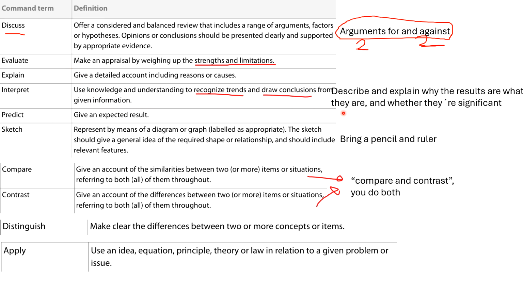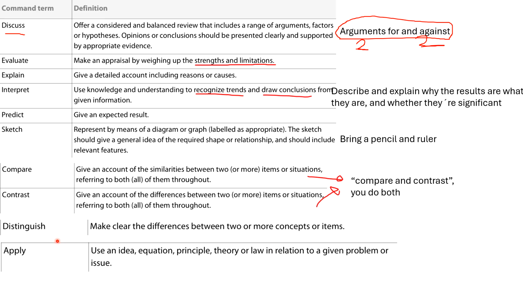Interpret. We're going to look at an example. So you describe and explain why the results are what they are and whether they're significant or not, and also what they mean in the context of the question. Sketch, you need to bring a pencil and a ruler. Compare and contrast. So compare, you just give the similarities, and contrast, you give the differences. And in biology, you can find compare and contrast where you do both things.